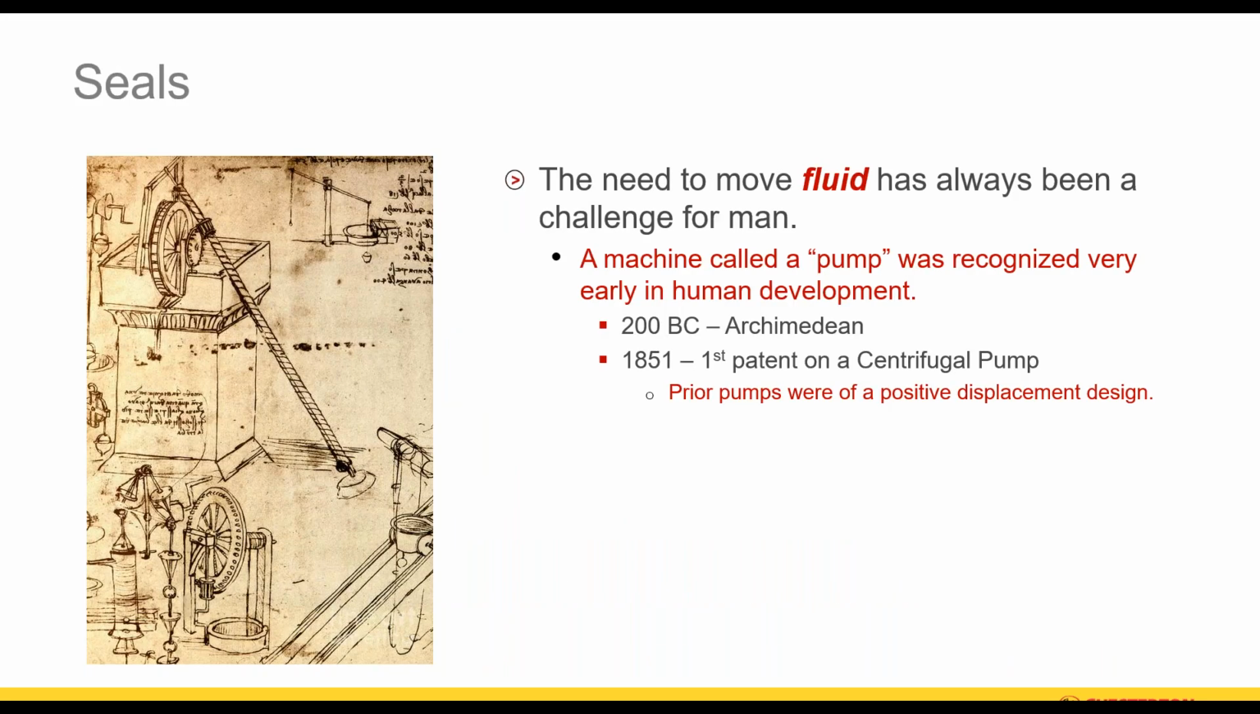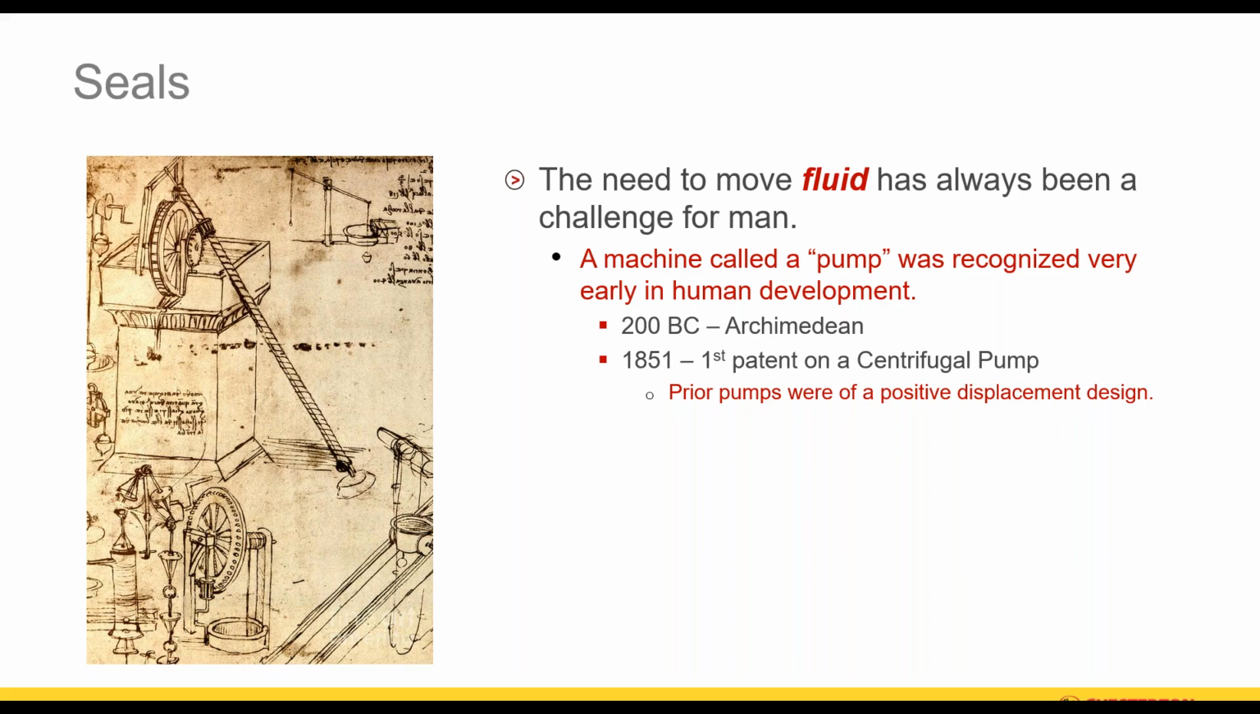So first of all, I think it's pretty obvious the need to move fluid is something that's been around and challenging man for decades, millennia. The first pumps were recognized back about 200 BC, the Archimedes screw, as we see here. But actually, the first centrifugal pump as we know it today was patented back in the 1800s, 1851. Prior to that, positive displacement pumps was the technology, as it still is today. But centrifugal pumps represent about 75% of all pumping applications around the world. So that's where we put a lot of focus and emphasis.